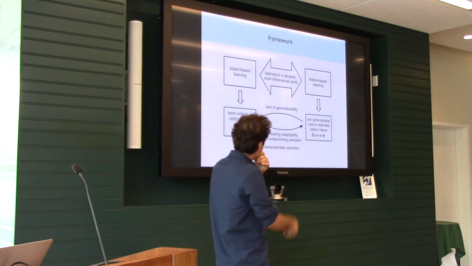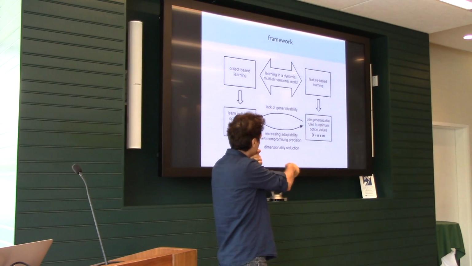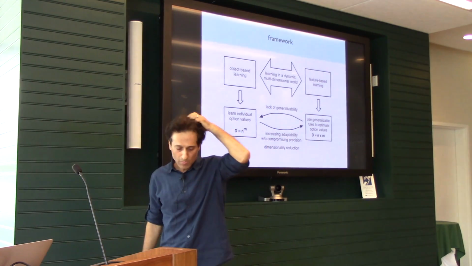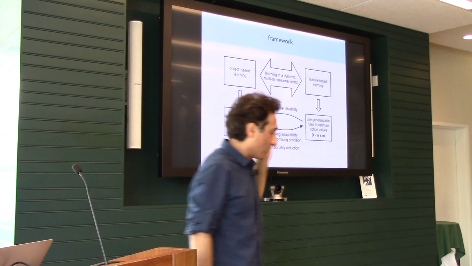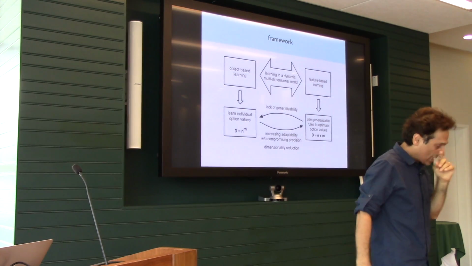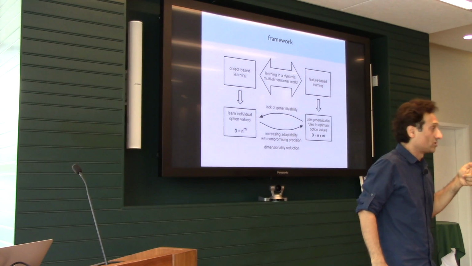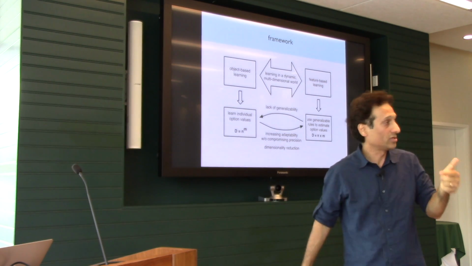So these three factors move you one way or the other. What I mean by increasing adaptivity without compromising precision is that in the first example I gave you, if you want to make your learning faster, you increase your learning rates. And I said it will cost you something, yes?